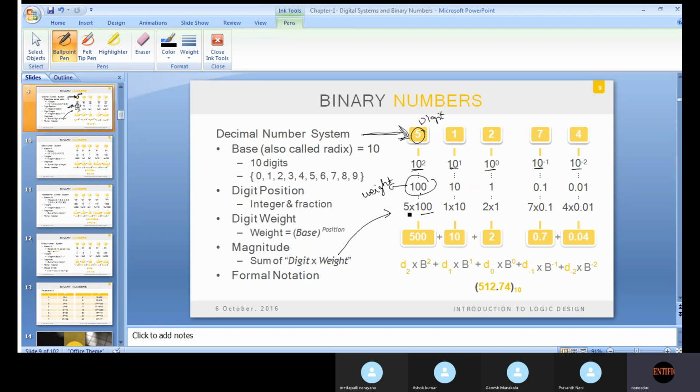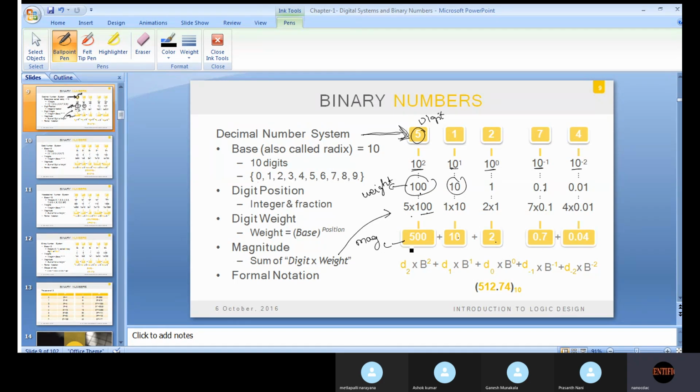So digit into weight, 5 into 100 is equal to 500. This is called the magnitude. And 1 into 10 is nothing but 10. 1 into 2 is 2. Okay, so 0.1 into 7 is nothing but 0.7. 0.01 into 4 is nothing but 0.04.